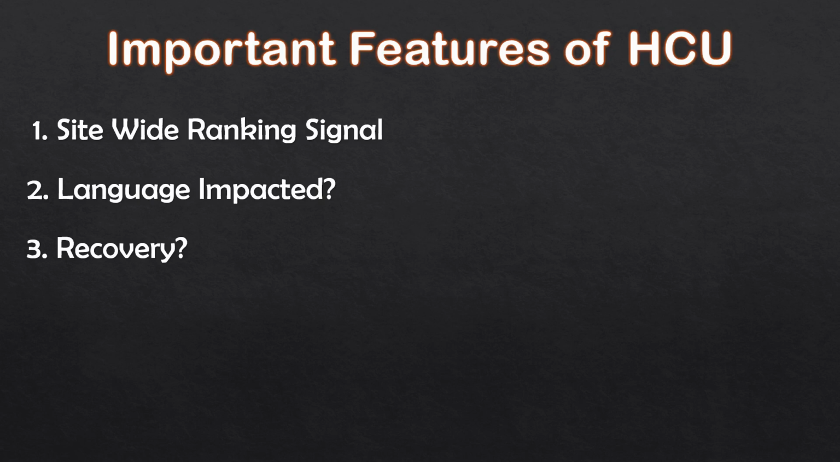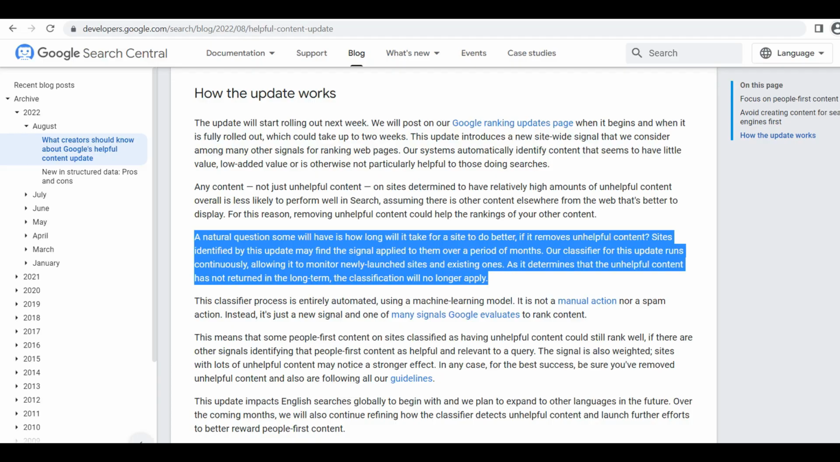If your site is impacted by HCU, then you will have to work hard to recover, and it may even take you several months. Google says that if your website is caught by this update, then your ranking will be lost and your website will be monitored regularly for several months. Your website will be recovered only if after regular monitoring for months, no unhelpful content is detected on your website.